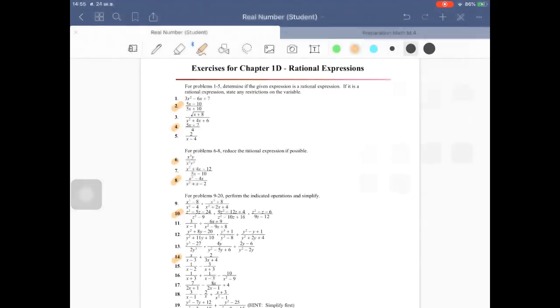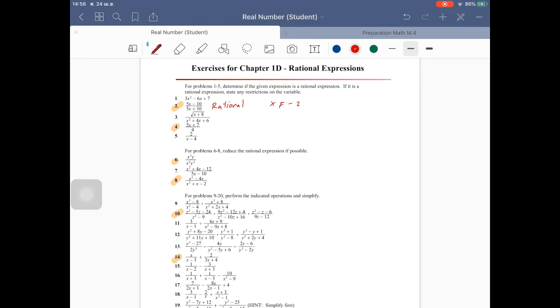Okay, guys, let's see the answers of the questions I gave you, okay? Question 2. Is that rational? Yes, of course, it is rational. But the restriction is x cannot be negative 2. Because if x were negative 2, the answer can't be found, okay?